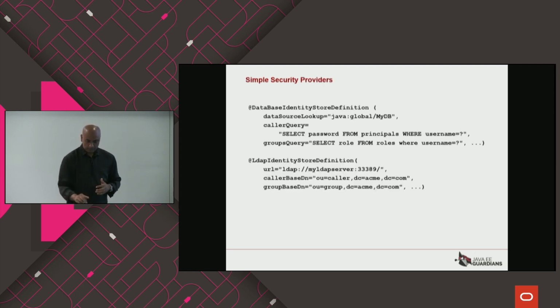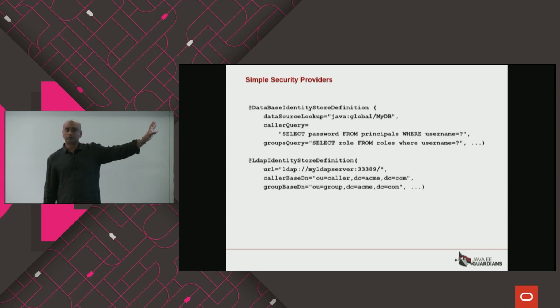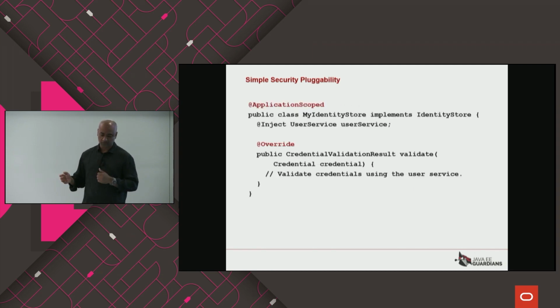Okay, so first of all, simple security providers. So let's say all you really want to do is say this application is secured by a database, or this application is secured by LDAP. Well, guess what? You can very easily do that now just by placing either of these annotations in your application somewhere. That will implicitly create a security provider for you, and your application can then be secured against this identity data store. So it's as simple as that, as opposed to going through the proprietary ways of doing this in the past.